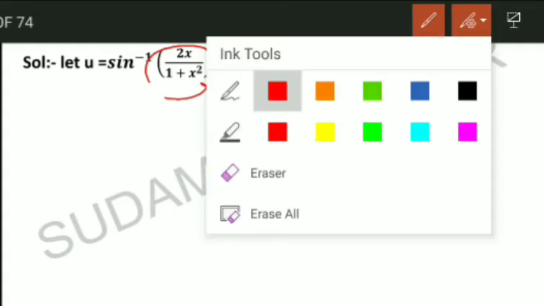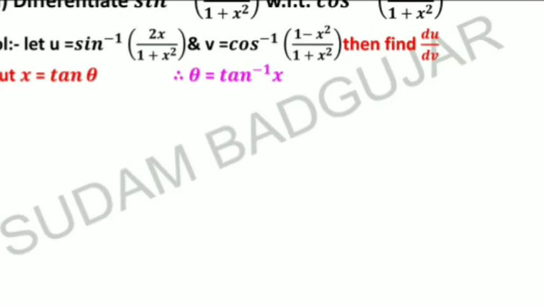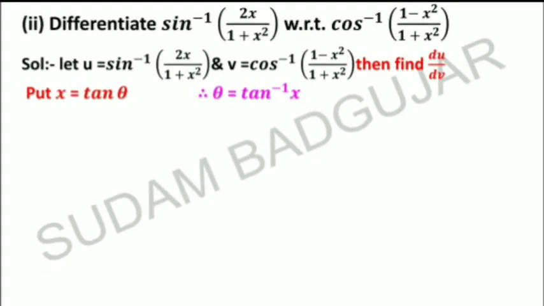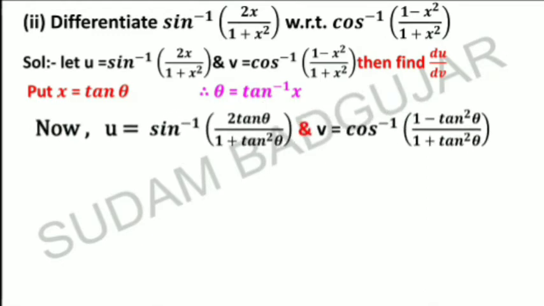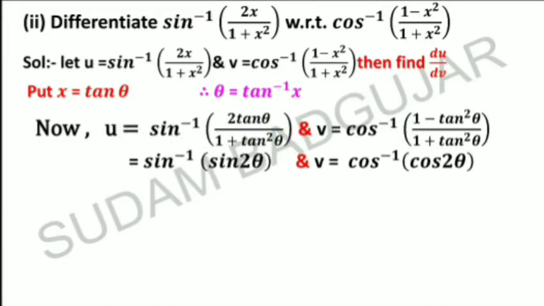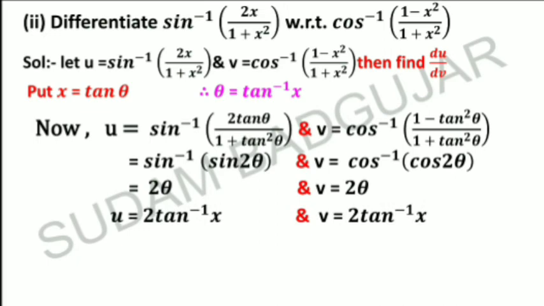So put x is equal to tan theta, then theta is equal to tan inverse x. Then u becomes sin inverse of 2 tan theta upon 1 plus tan square theta, and v is equal to cos inverse of 1 minus tan square theta upon 1 plus tan square theta. So u is equal to sin inverse of sin 2 theta, and v is equal to cos inverse of cos 2 theta. Therefore u is equal to 2 theta and v is equal to 2 theta. So substitute the value of theta: u is equal to 2 tan inverse x and v is equal to 2 tan inverse x.